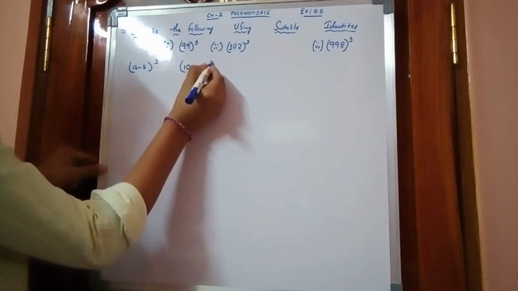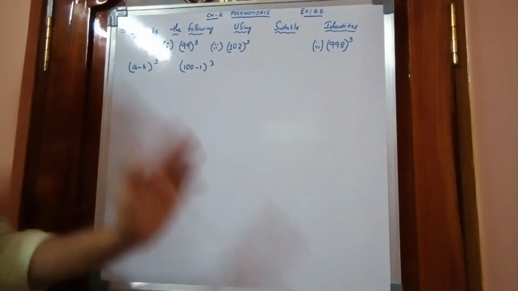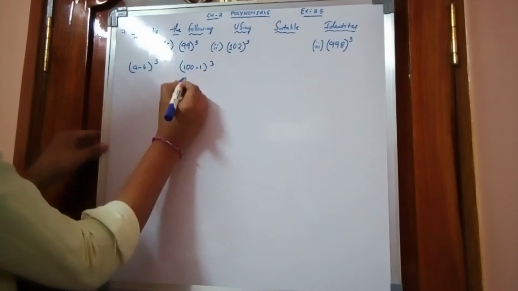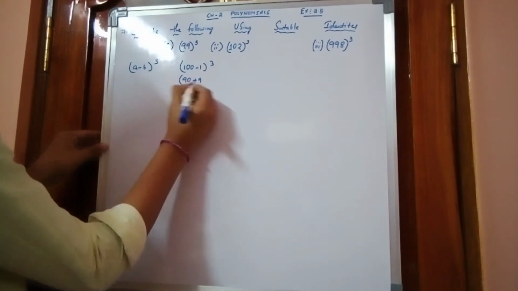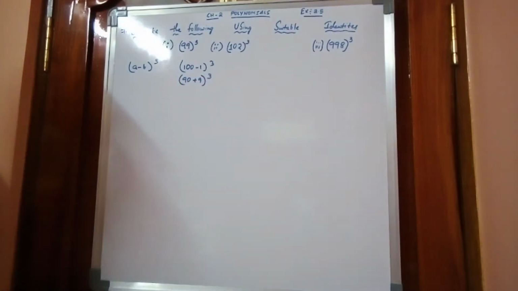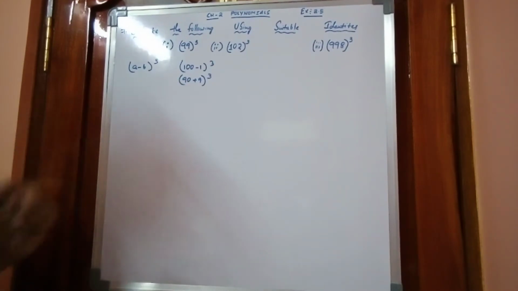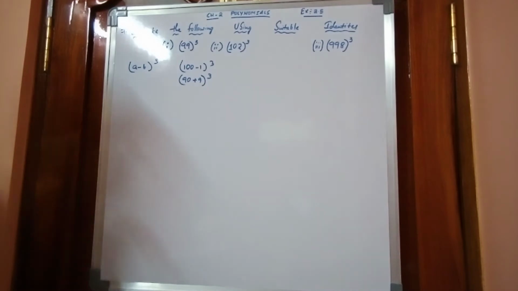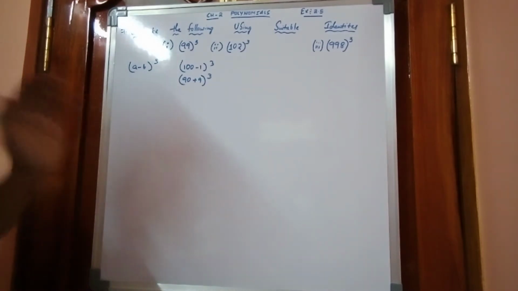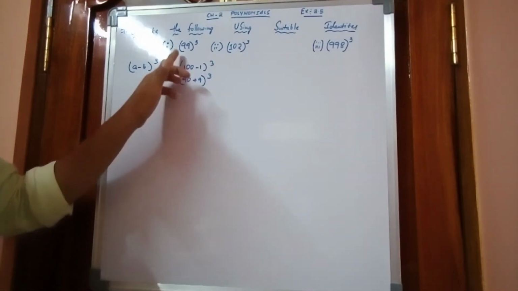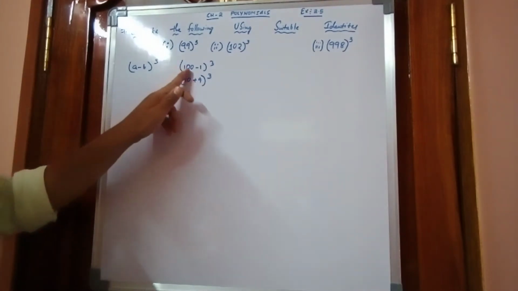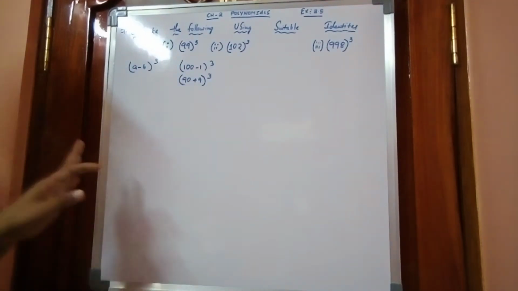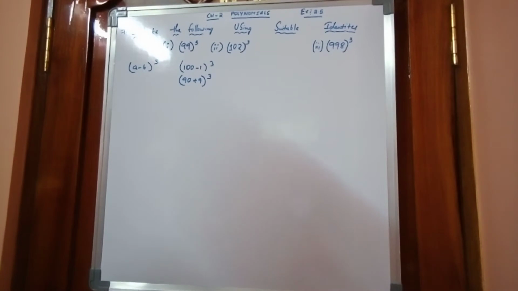100 minus 1 whole cube. So 100 minus 1 is 99, so you'll get 99. Or you can take plus also, 90 plus 9 whole cube. If we take this 90 plus 9 whole cube, we'll get a long process. So prefer the nearest number of the product. See, this is the near number, that 100 minus 1 is the preferable number.